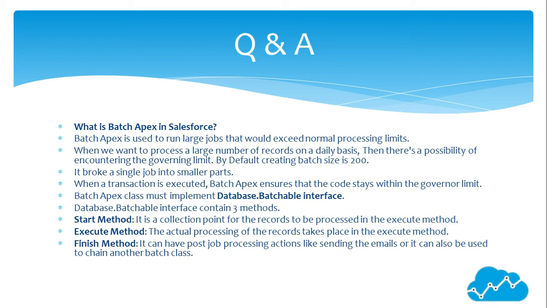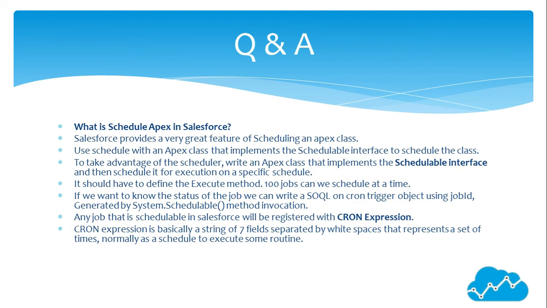Batch apex class must implement Database.Batchable interface. Database.Batchable interface contains three methods. Start method: it is a collection point for the records to be processed in the execute method. Execute method: the actual processing of the records takes place in the execute method. Finish method: it can have post job processing actions like sending emails, or it can also be used to chain another batch class. What is schedule apex in Salesforce?